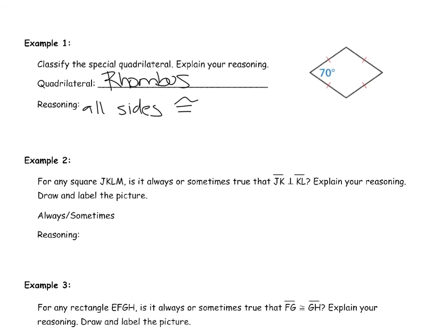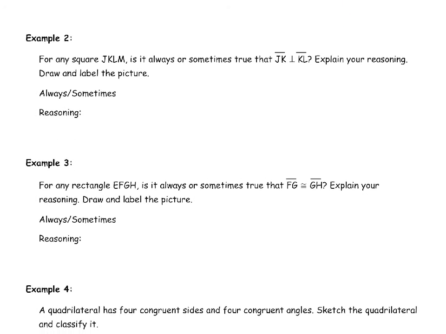Example 2. For any square JKLM, is it always or sometimes true that JK is perpendicular to KL? Explain your reasoning, draw and label a picture. Go ahead and pause and let's draw a picture of square JKLM.